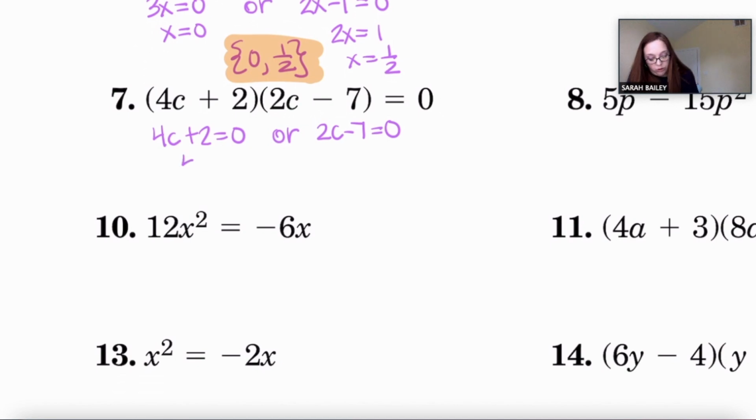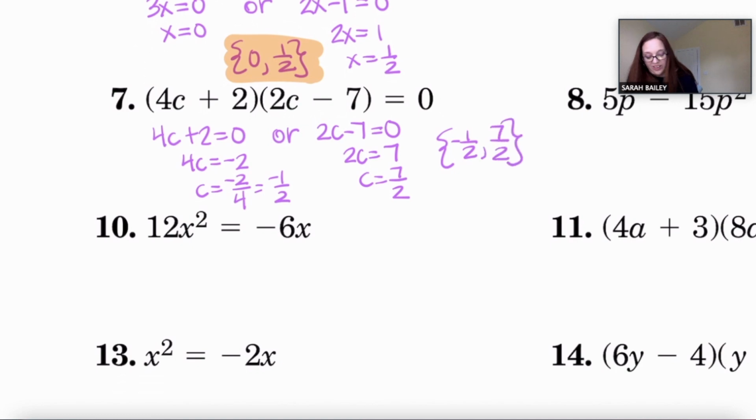4c plus 2, so that'd be 4c equals negative 2, which means c is equal to negative 2/4, which is negative 1/2. If I solve the other one, 2c minus 7, then 2c equals 7. C would be 7/2, and we're going to leave it as an improper fraction. So the solutions are either negative 1/2 or positive 7/2. That's it.